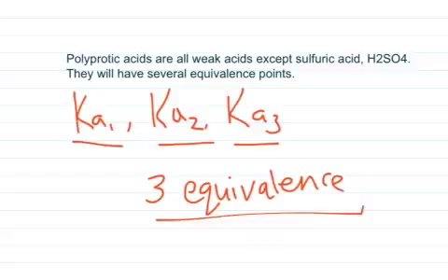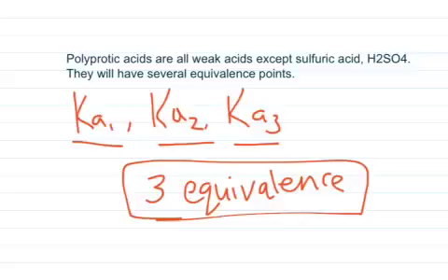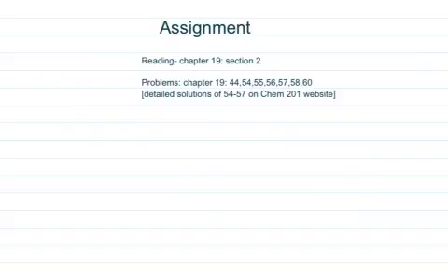So it's something to be mindful of, and I do have a problem I'm going to have you work on to look at these. Alright, so your assignment, I want you to go over Chapter 19, Section 2. The problems I want you to do are 44, 54, 55, 56, 57, 58, and 60. There are detailed solutions for problems 54 through 57 on the Chem21 website that you can click on from your Blackboard page. I recommend strongly to do 54 through 57.